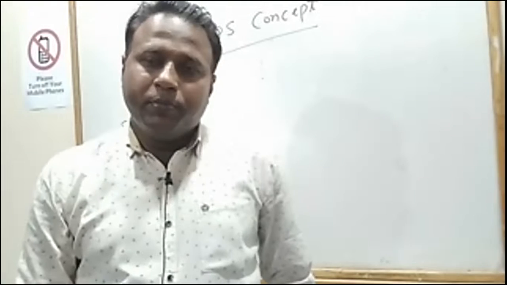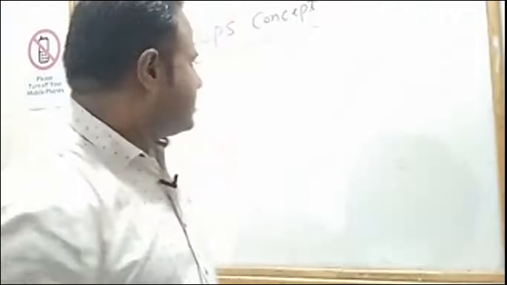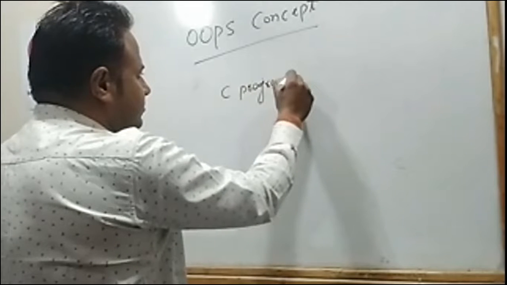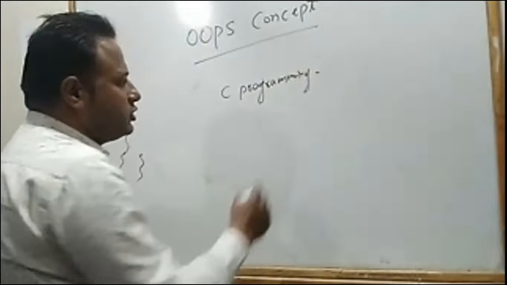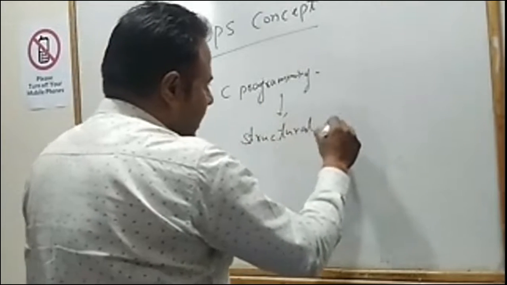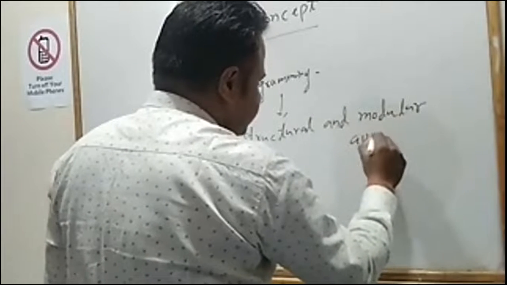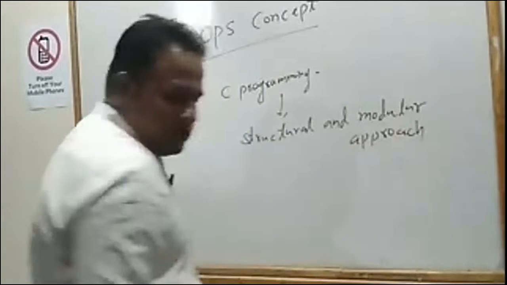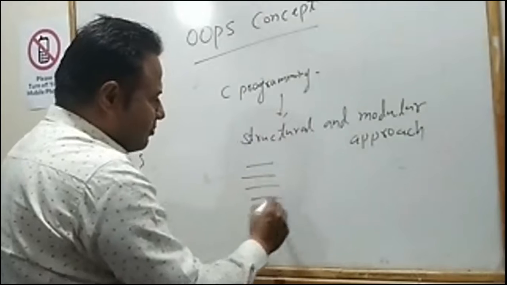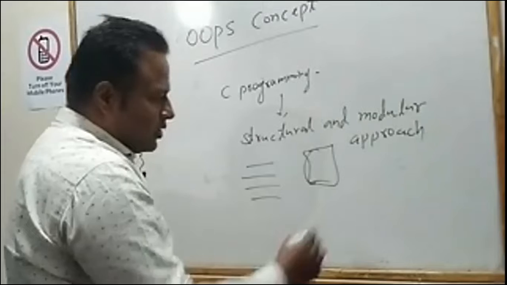Previously, the programs that we were using followed a structural and modular approach. Before Java, we were using C programming. It follows the structural approach and the modular approach. The structural approach means it is written in a step-by-step process. The modular approach means it is created as one separate capsule or packet.